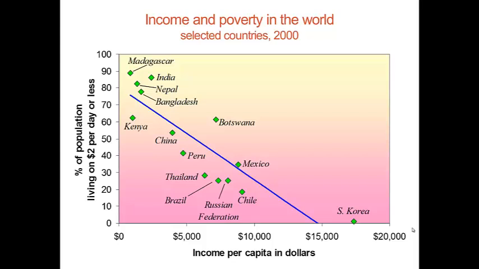South Korea's income per capita is almost $20,000. Its poverty levels are almost zero. Madagascar and Kenya tell a contrasting story. That is, they have a low income per capita and high poverty rates. Based on the graph, there is evidence to suggest a negative association between income per capita and poverty across countries.